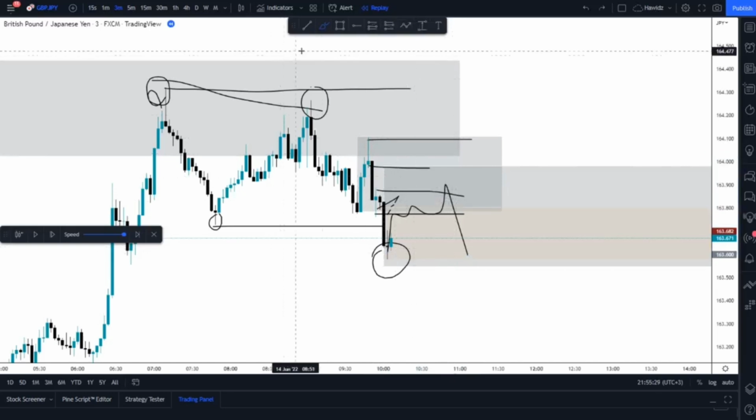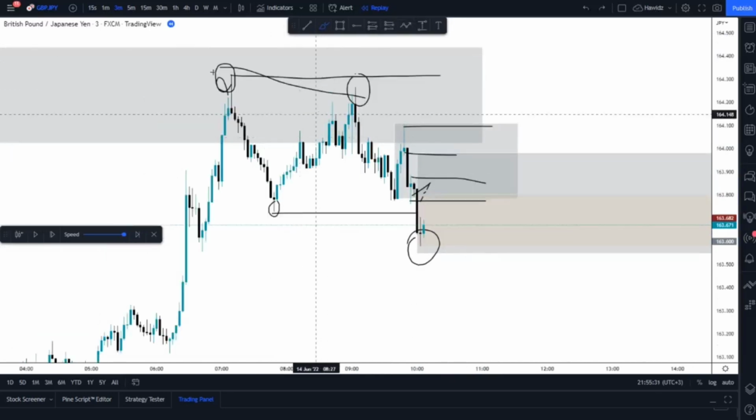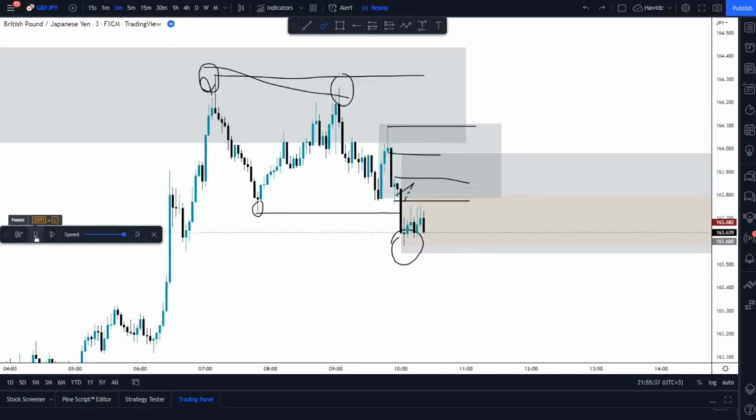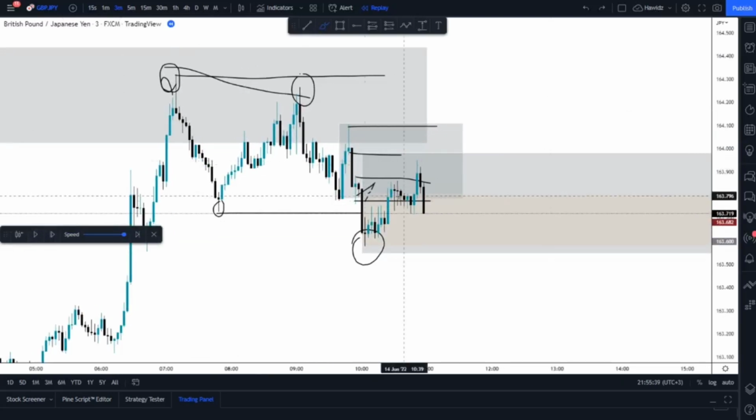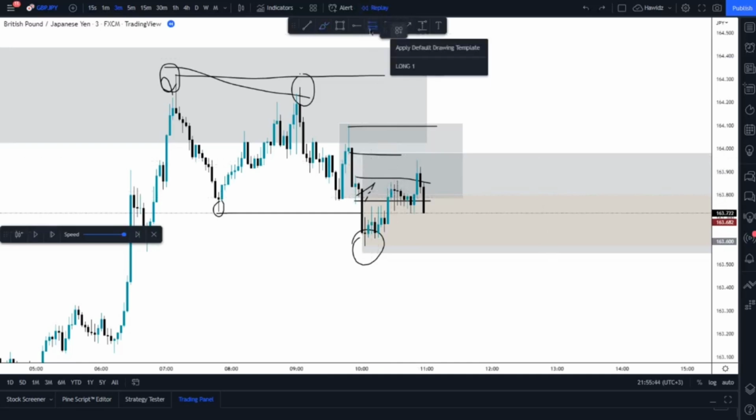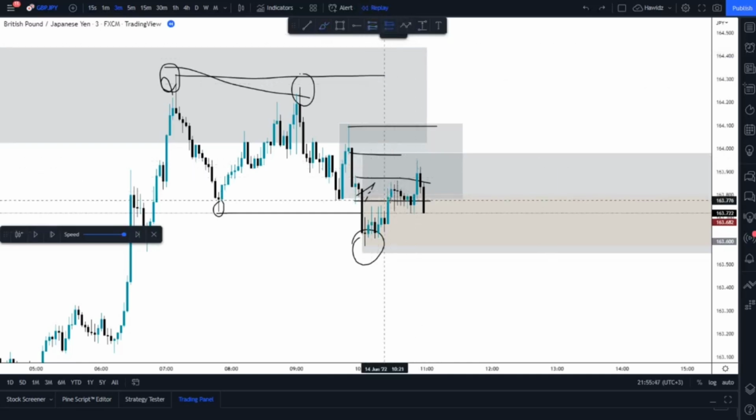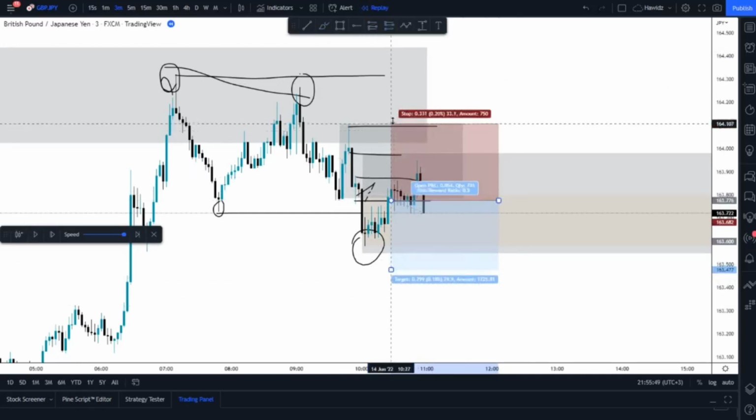Now let's see what happens, right? So boom, there we have it. And okay, let's display this. So boom, there we have it. So price has now reached our first POI, right? So okay, here's my short position. I'm looking to short price there.